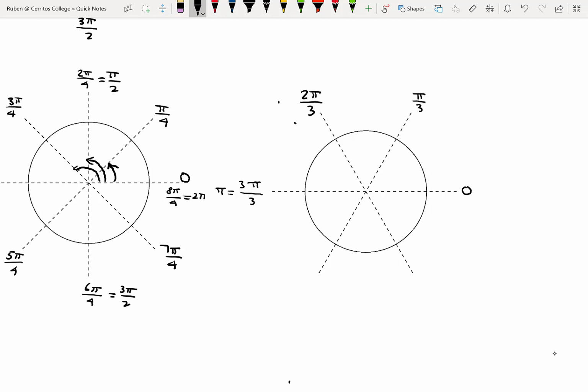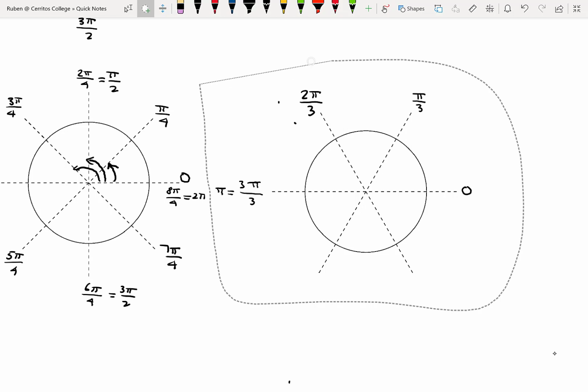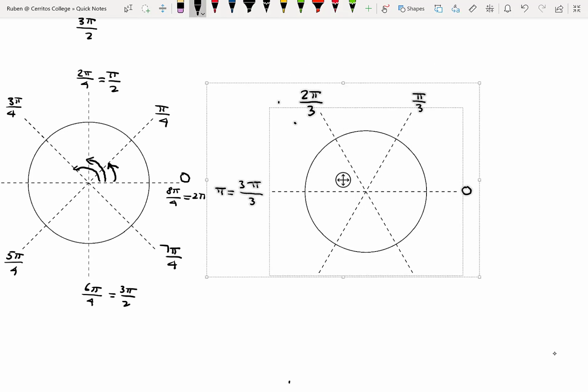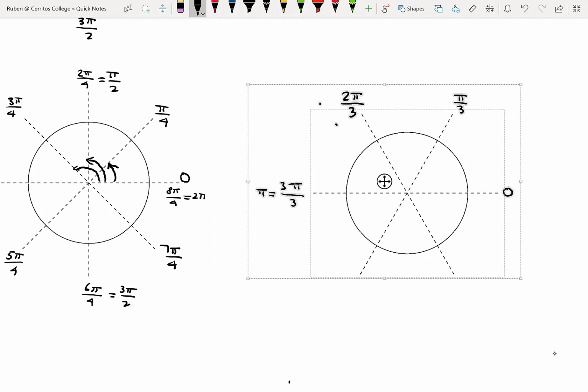I put this drawing a little close to my previous one. Let me see if I can move it over without destroying things. There it is. Okay. So 1 pi over 3 plus another 1 pi over 3 is 2 pi over 3. And 3 pi over 3 is pi.